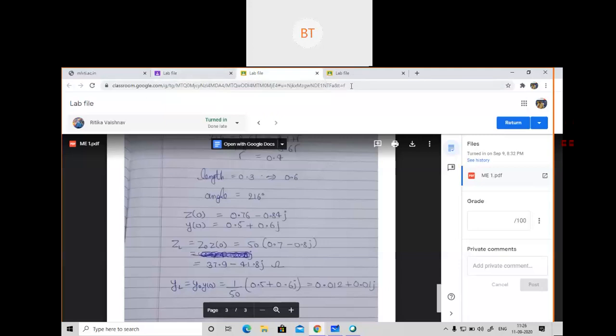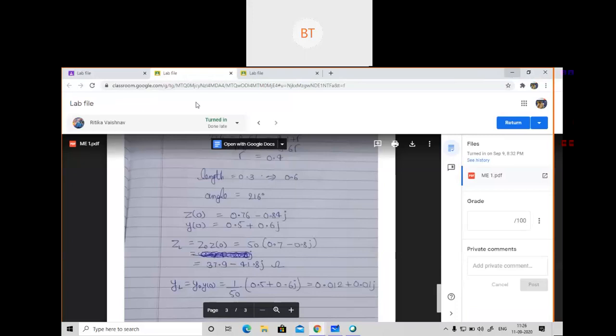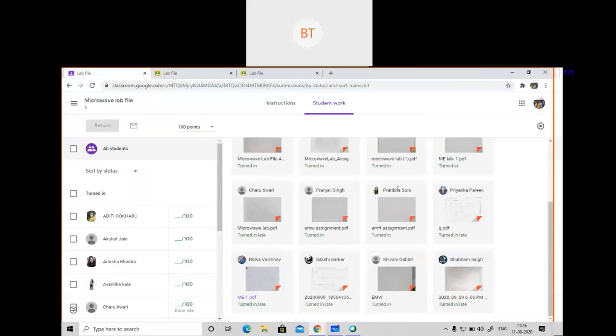Is anybody else claiming that I should check their copy right now? Any other people claiming that theirs is correct, so that I can check it? Charu: Sir, my ZL is correct. So let me see Charu's copy also.